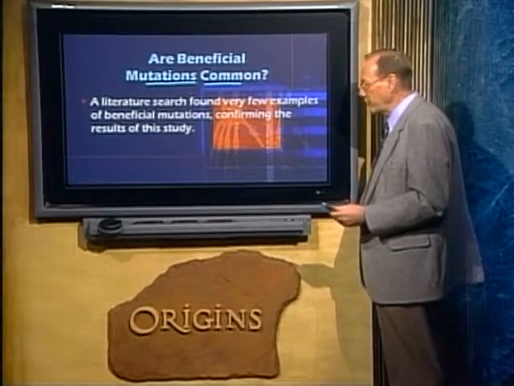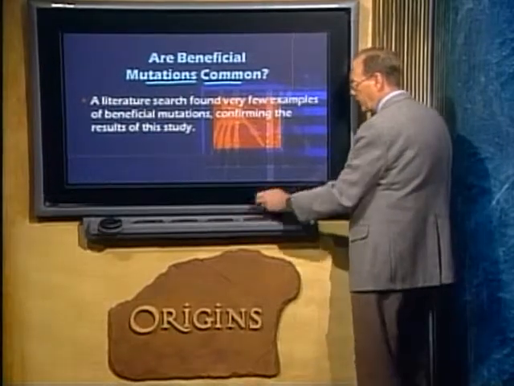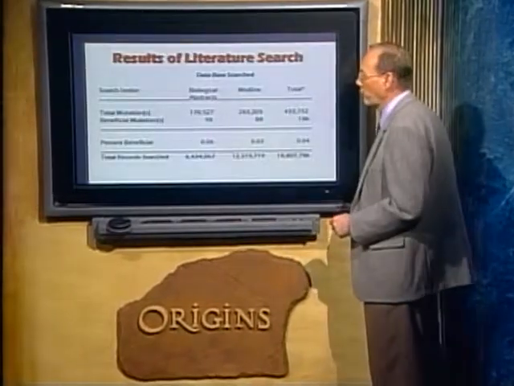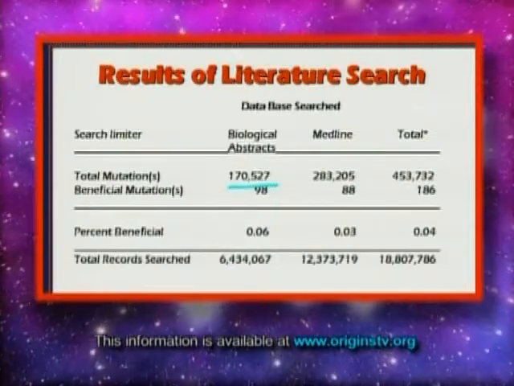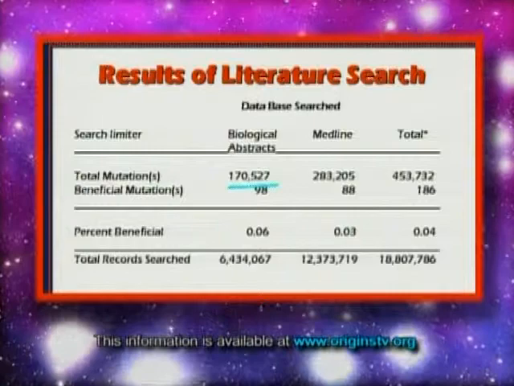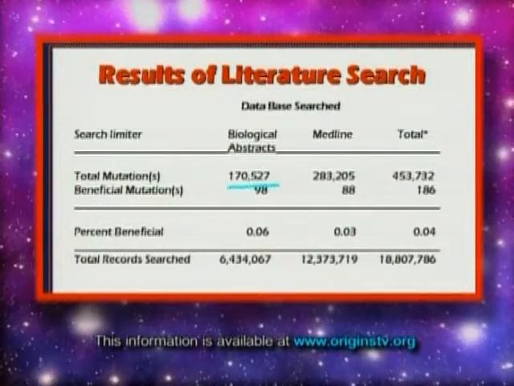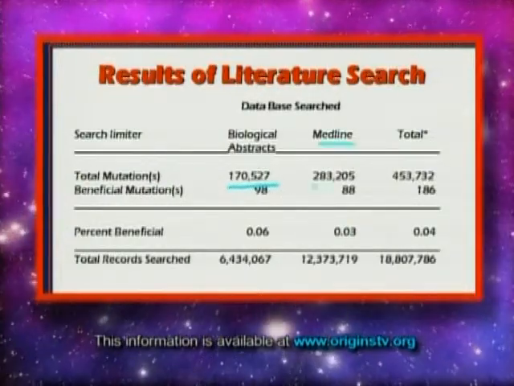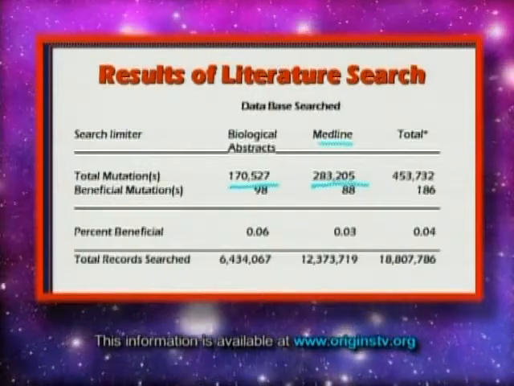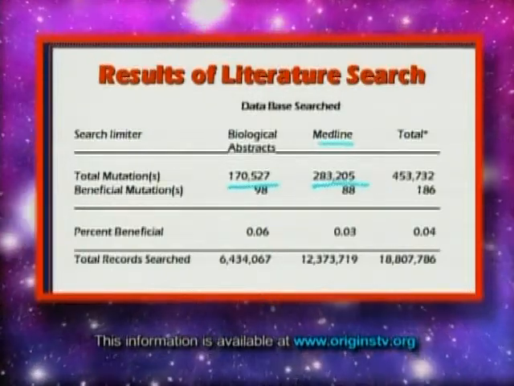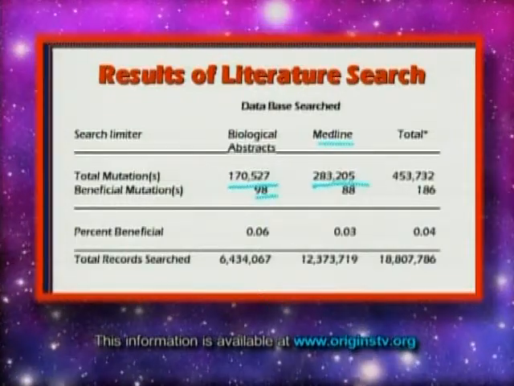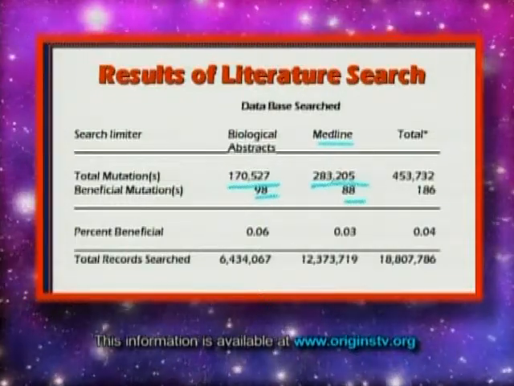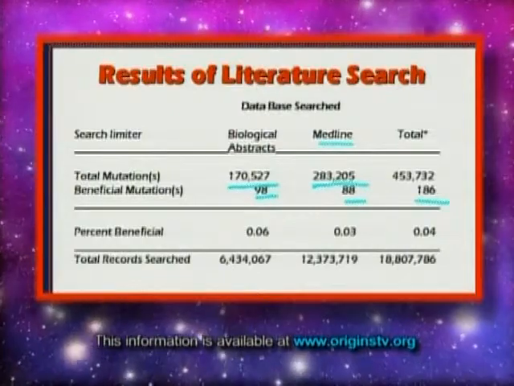So I did a literature research. I looked at the scientific literature, and this is what I found. I found a total of 170,000 mutations in a database called Biological Abstracts. And I found in Medline, another database, 283,205 mutations. This is all mutations, period. Of those that were beneficial, I found 98 in Biological Abstracts, 88 in Medline, a total of 186 beneficial mutations I located in the literature. Out of almost 500,000.